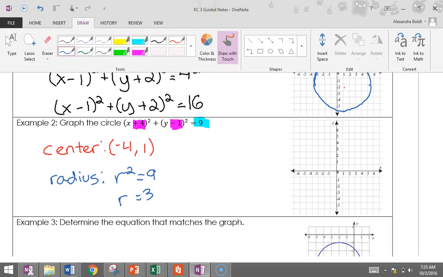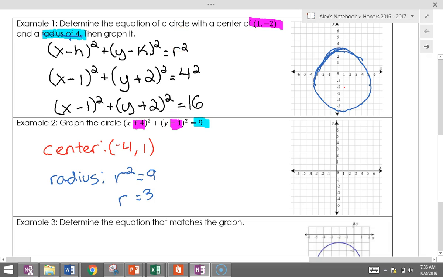And then I need to graph it. So negative 4, 1 is there. And then to actually draw my circle, I'm just going to go 3 in each direction. Like that. My circles aren't the greatest on this board.